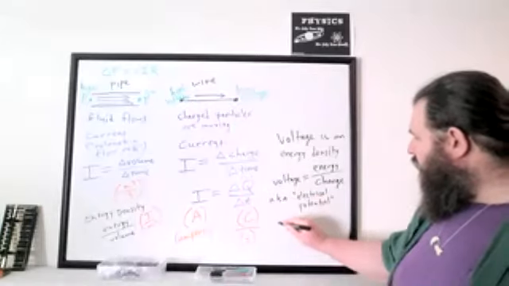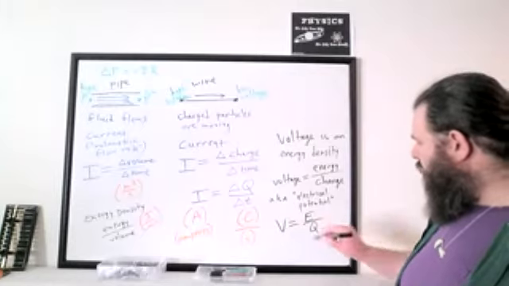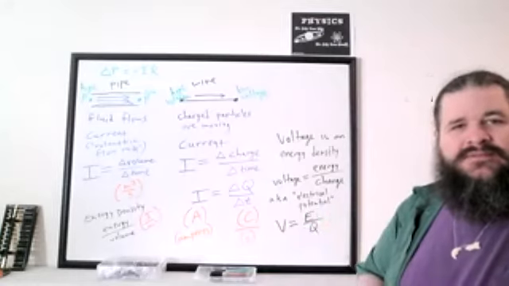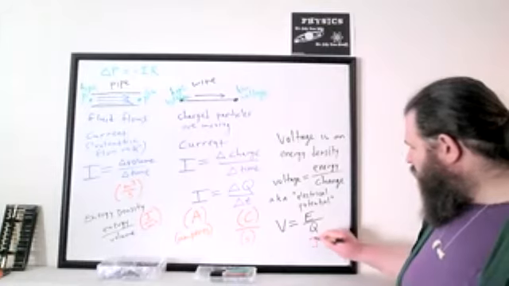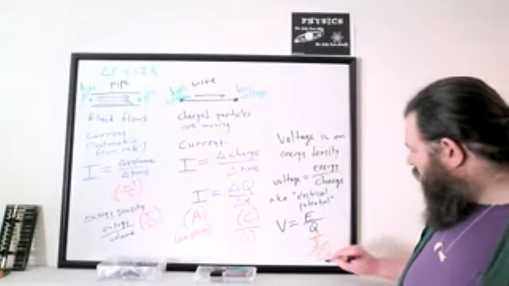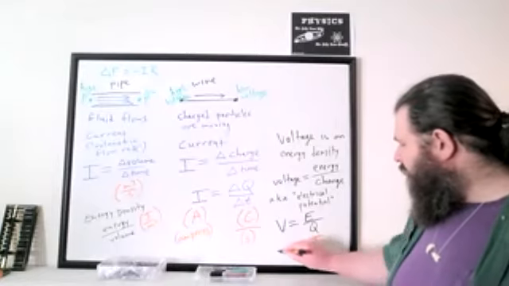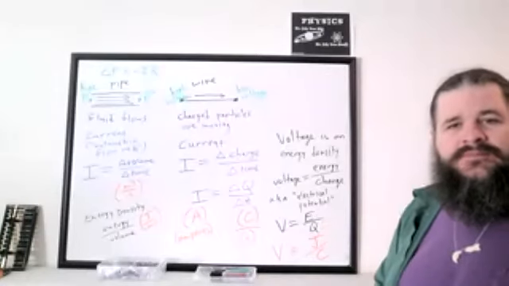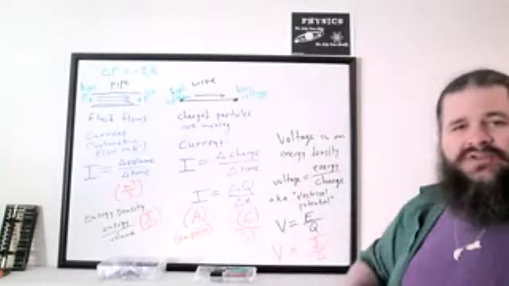So if we define this as voltage equals energy over charge, energy is usually measured in what units? Joules. And charge is measured in? Coulombs. So joules per coulomb is the units of voltage, and we abbreviate this as volts. So 1 volt means 1 joule per coulomb. And also 1 ampere, the unit of current, equals 1 coulomb per second.